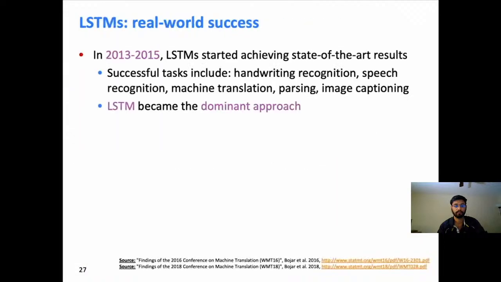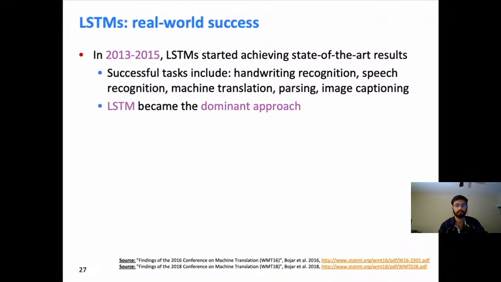All right, so we're about to talk about LSTMs and how they work in the real world. In the pretty recent past, 2013 to 2015, LSTMs started achieving a lot of state-of-the-art results on a variety of different tasks, including handwriting recognition, speech recognition, machine translation, parsing, and image captioning. Over this period, LSTMs became the dominant approach in a lot of these application areas because they worked convincingly a lot better than vanilla RNNs.